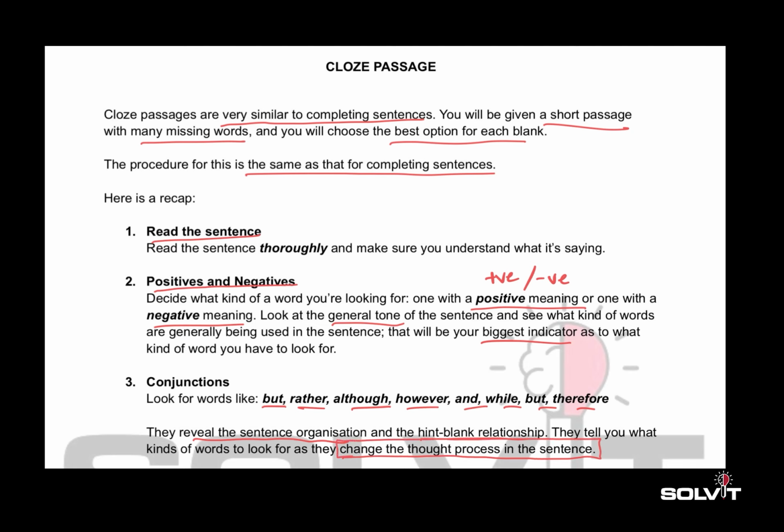This is the most important phrase, right? They change the thought process in the sentence. Now, how that works is that, for example, you read the word "but" in a sentence, okay? So when you read the word "but," right now you don't even know what sentence I'm talking about. You haven't read the sentence, but you know that when the word "but" comes in a sentence, the thought process of the sentence changes, right?